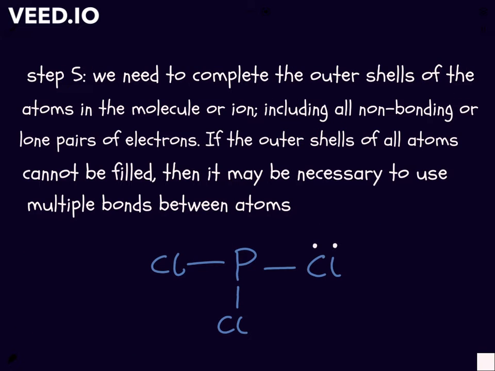Step 5. Lastly, we need to complete the outer shells of the atoms in a molecule or ion, including all non-bonding or lone pairs of electrons. If the outer shells of all atoms cannot be filled, then it may be necessary to use multiple bonds between atoms. As we're drawing this diagram, we can identify that the shells of all atoms are filled, fulfilling the octet rule. Well, now that we know how to draw Lewis structures, we can explore resonance structures.